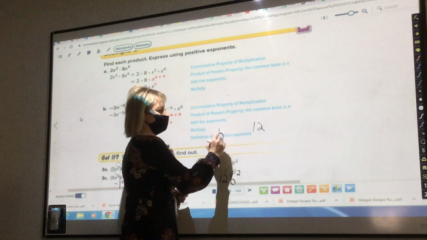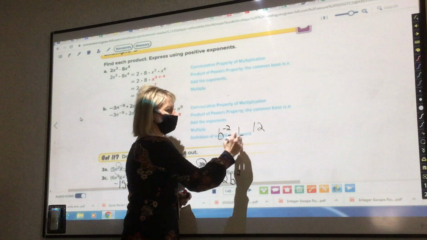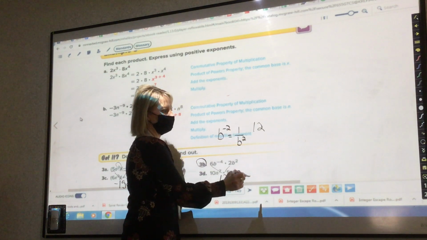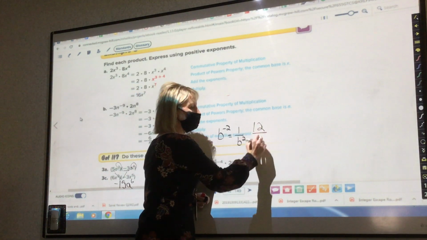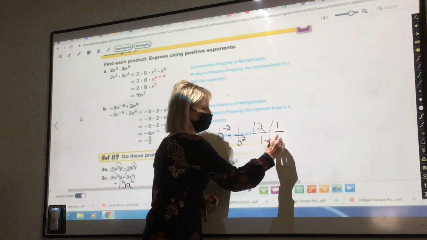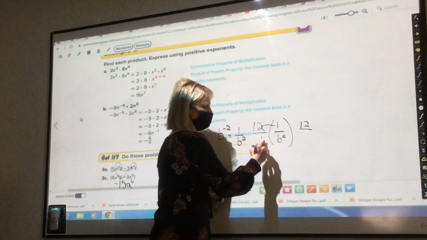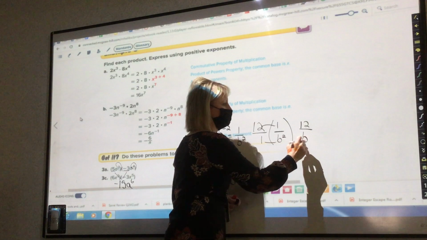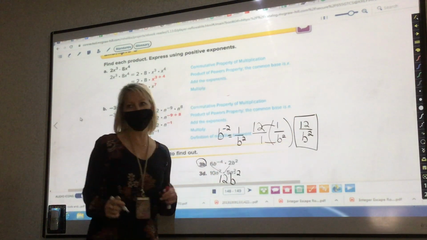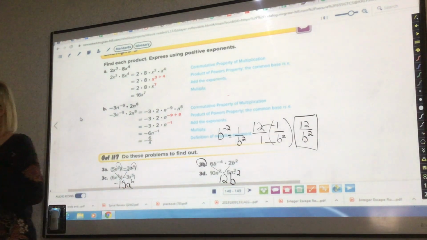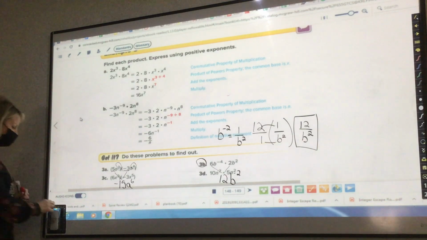b to the -2nd is like saying 1 over b squared. Are you guys with me on that? So then it would be 12 over 1 times 1 over b squared, which 12 times 1 is 12. 1 times b squared is just b squared. So your answer should be 12 over b squared. Raise your boards if you got 12 over b squared. Excellent. Let's go on to 3c.